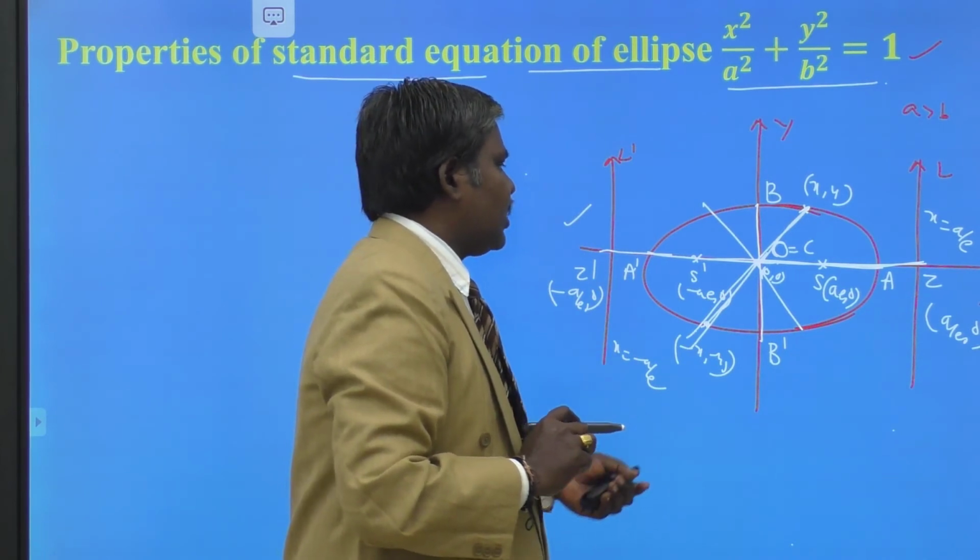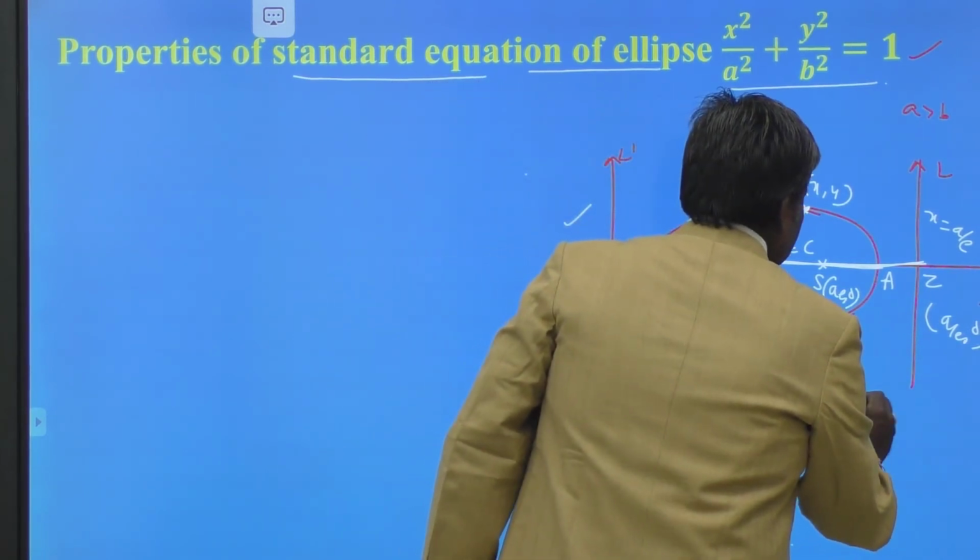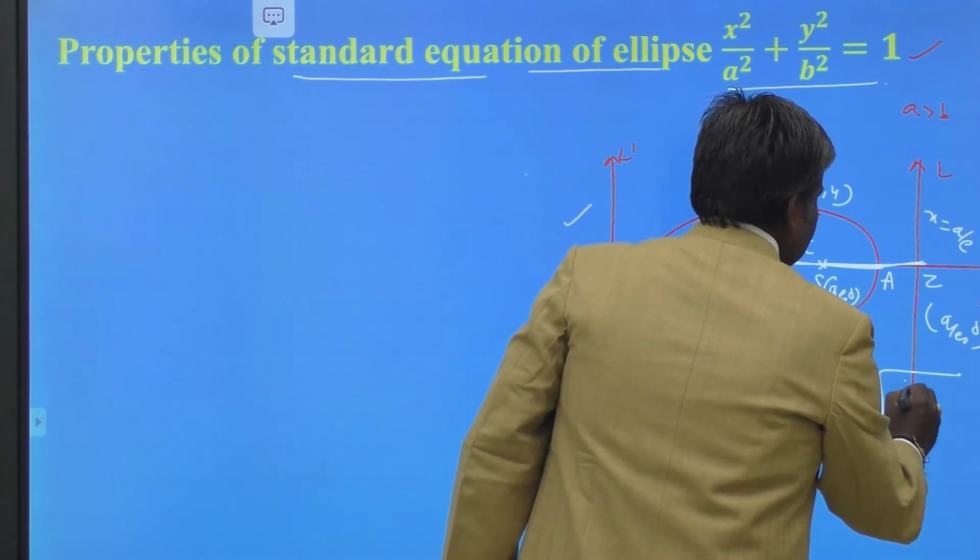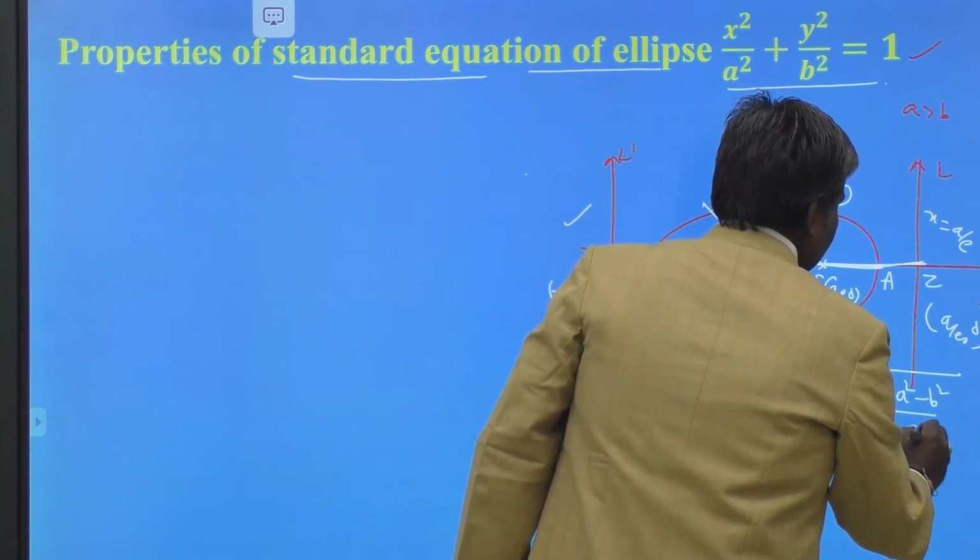And the eccentricity of the ellipse is also discussed here. What is eccentricity? e is equal to the square root of (a squared minus b squared) by a squared.